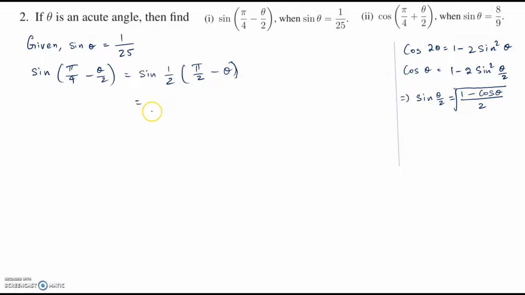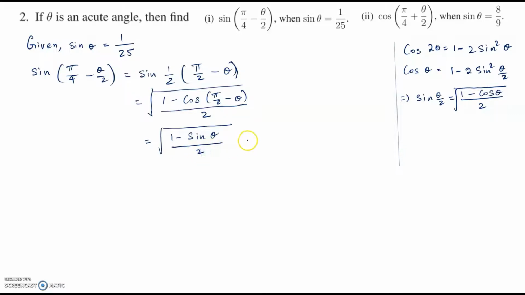So this expression will now become square root of (1 minus cos(pi/2 minus theta)) divided by 2. Now we know what cos(pi/2 minus theta) is. Cos(pi/2 minus theta) will still be in the first quadrant, and it's equal to sine theta. So this is nothing but square root of (1 minus sine theta) divided by 2.